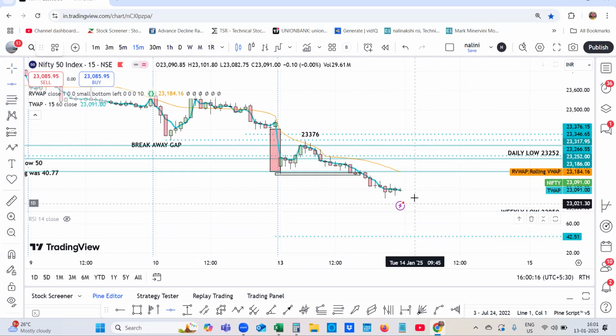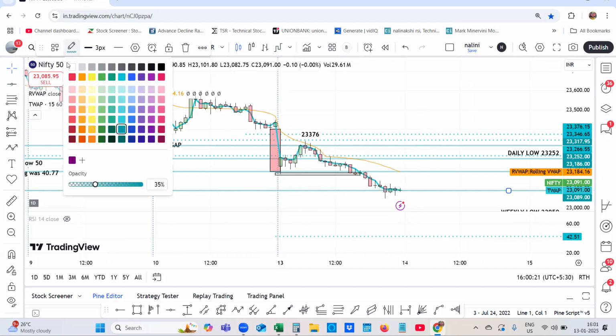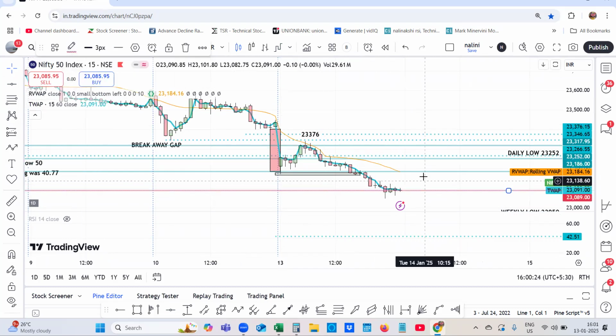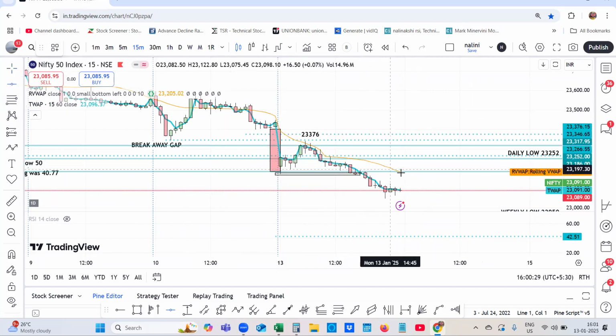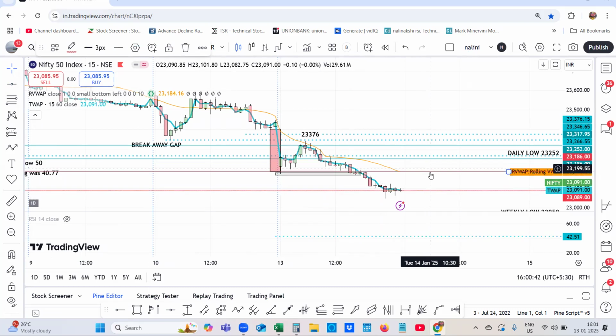And the TWAP level, let me change the color to a different one for identification, because in live market everything will change. So you need to mark one day before itself to prepare your trade. Yeah, these are the two levels, the TWAP level and the rolling VWAP level. So this may act as resistance for tomorrow.